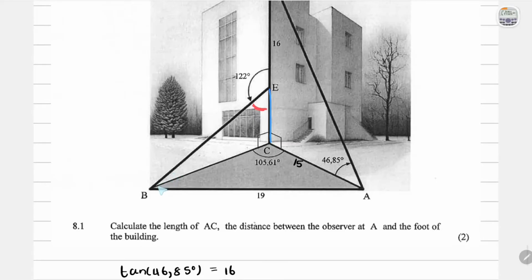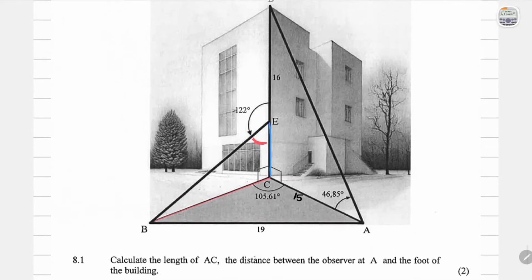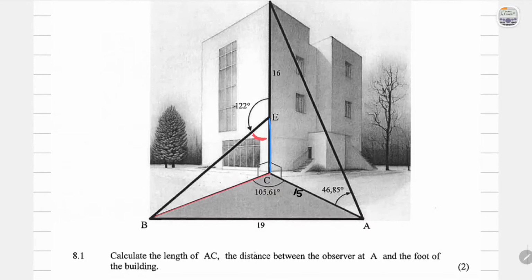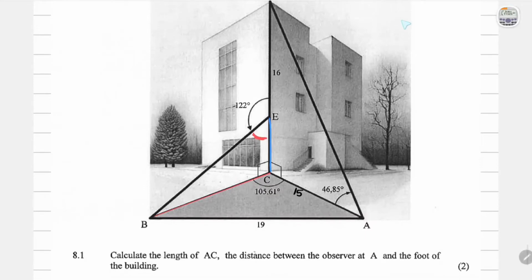So we could try finding BC. How would we find BC? If we're looking for BC, what we could do is use the sine rule. To use the sine rule, we have this side, and then you would have to pair this with the angle opposite that side, which is this angle here, CAB. So we need angle CAB.